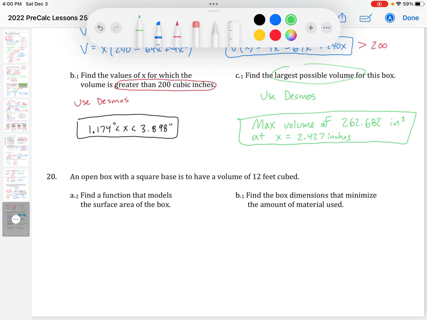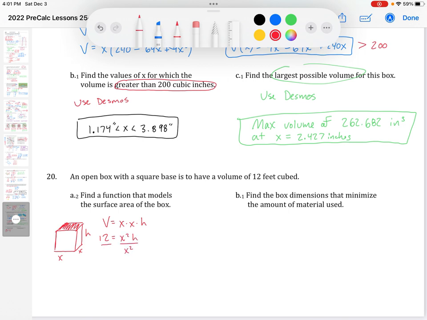All right, lastly, we have a problem similar to that one. An open box with a square base is to have a volume of 12 feet cubed. Part A says find a function that models the surface area of the box. So if we start with just drawing a quick sketch, we have this box here with an open top. So this part up here is open. And it has a square base, so I know this is x by x, and I don't know what the height is. But I can start with the fact that the volume is found by multiplying all three dimensions together, and I know that volume is 12 feet cubed.